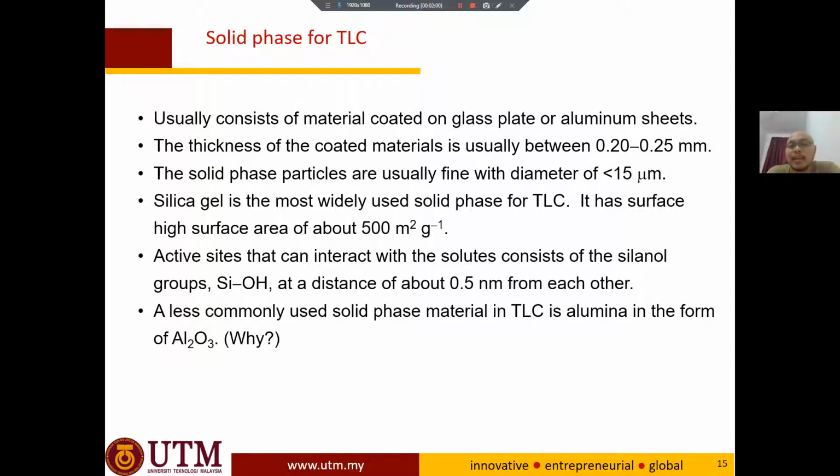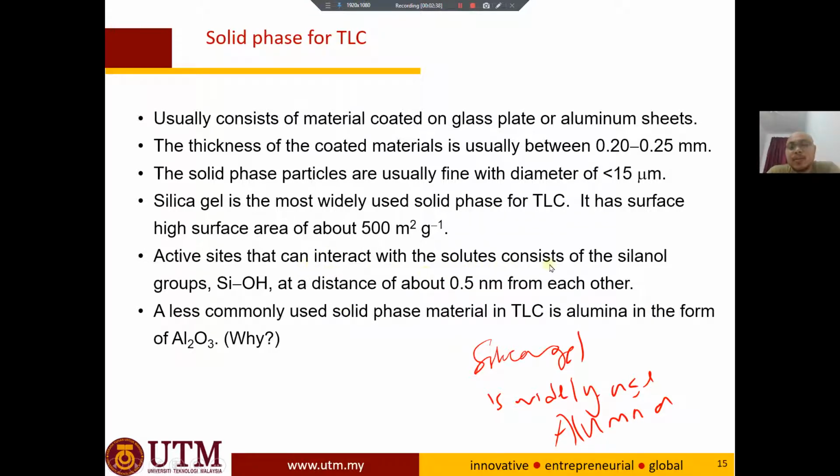I will not discuss in detail why silica gel is commonly used compared to alumina, but I want you to find out about it. Why is silica gel widely used compared to alumina? In the next discussion, I will discuss it again. In the one-hour discussion later on, we will discuss this first, and I hope you are ready with the answer.